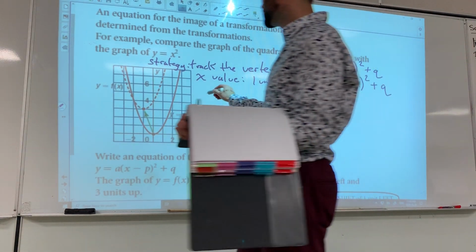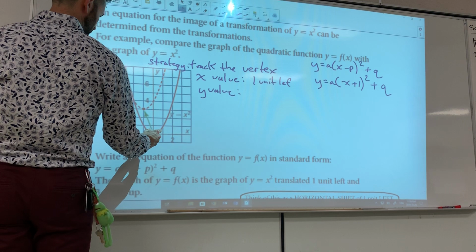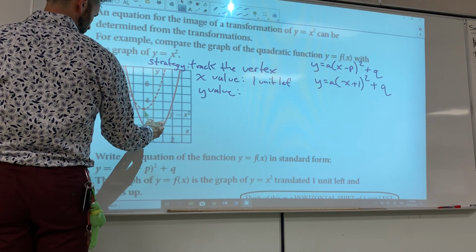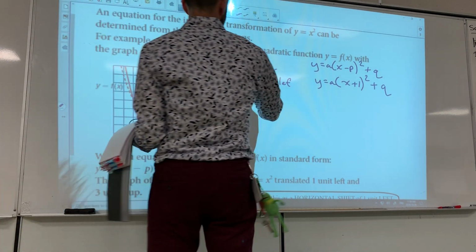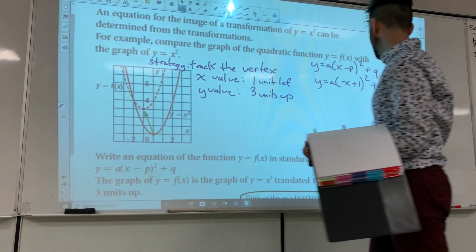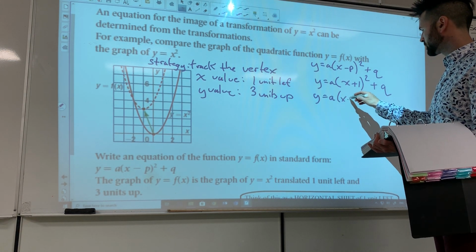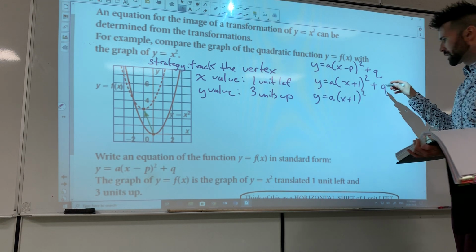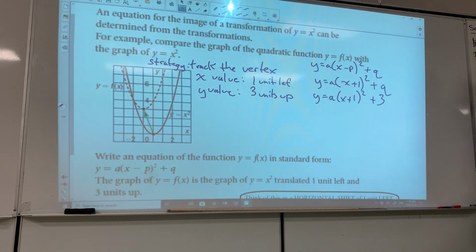What happened to the y value? Let's see. Up 3. So it was here, and now it's here, so it went up 1, 2, 3. Do you guys agree? Okay, so that's 3 units up. So in this equation, it would be y equals a, you can recopy the x plus 1 squared, and then y is what you get. So if it's plus 3, it's plus 3 there.